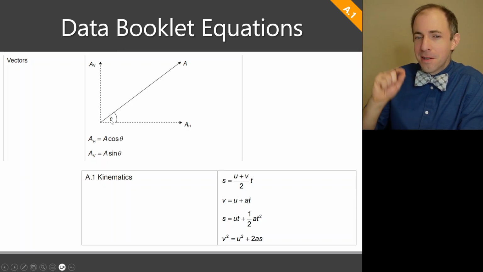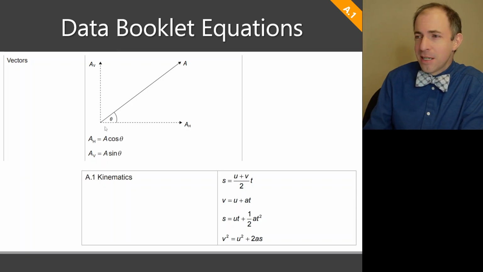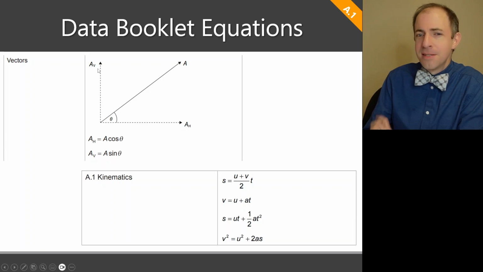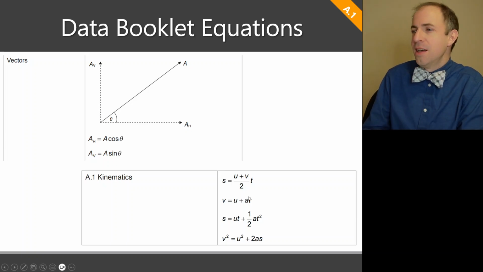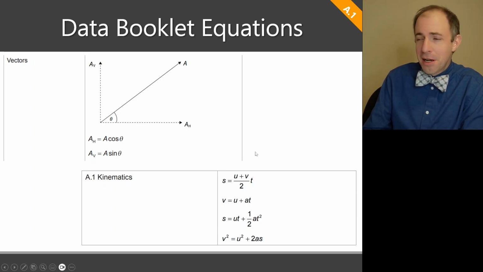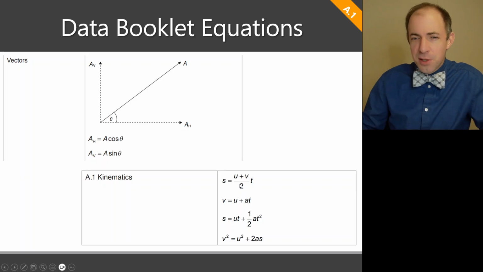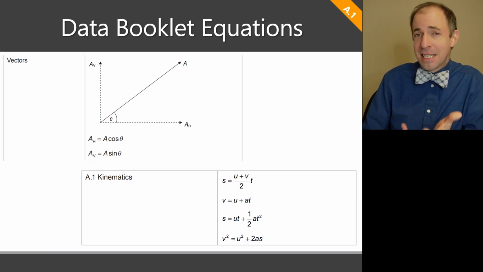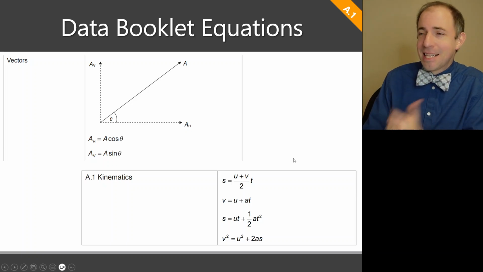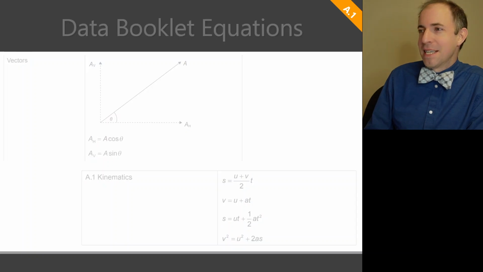We know how to split up an angled vector into its horizontal and vertical components using trigonometry, SOHCAHTOA. We also know how to use our SUVAT variables and the kinematic equations to solve for an object that is moving at a constant acceleration, basically something that's moving like acceleration of gravity.